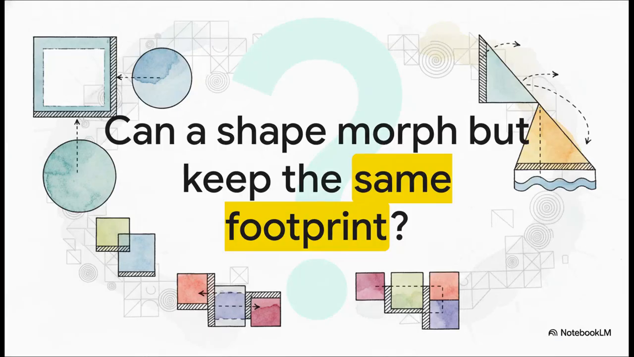So, think about this for a second. Can a shape completely change its form, look absolutely entirely different, but keep the exact same mathematical footprint? Well, it turns out geometry actually lets shapes morph dramatically while keeping their underlying properties 100% intact. By the end of this explainer, you're going to have a complete shape-shifting toolkit.